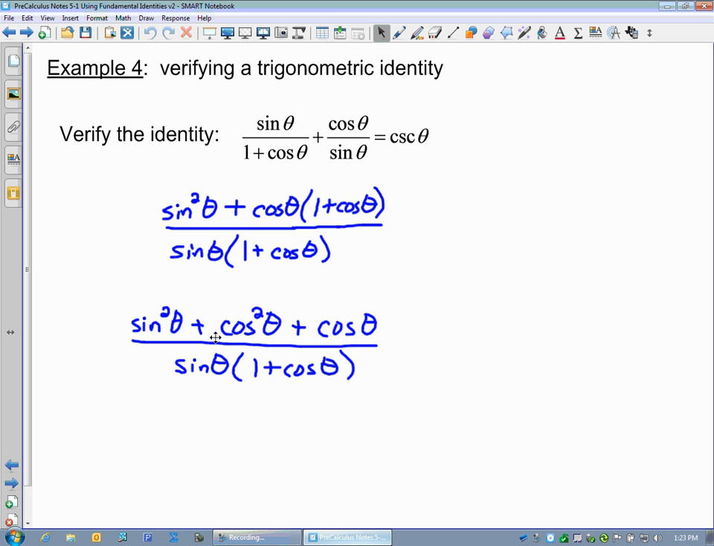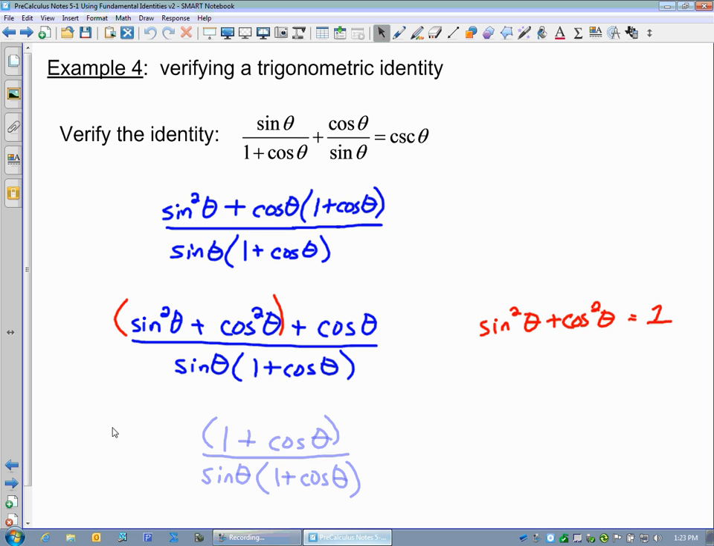Now, I put them in that order so that I can group the sine squared and the cosine squared. Because if you remember our Pythagorean identity, then sine squared plus cosine squared is just 1, which means the numerator is really just 1 plus cosine. And you have 1 plus cosine on the top. Now you see why I left it in factored form. On the top and bottom means they can cancel out, which gives you just 1 over sine. And 1 over sine is, of course, cosecant. And now the left side looks like the right side, so we're done with that.